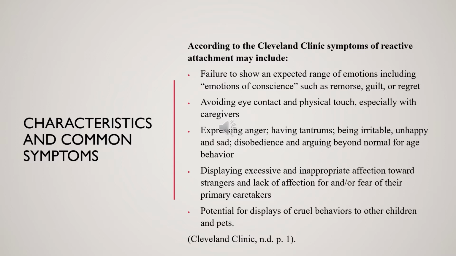The characteristics you're going to see with children with reactive attachment disorder is you're going to see them not having any coping skills, not being able to regulate their emotions. They didn't grow up in places where they were taught these things. They didn't see these things. And so you're going to see excessive reactions, like big temper tantrums and inappropriate affection towards teachers or strangers, but none towards the parents. Failure to show emotions of conscience. There's potential for displays of cruel behavior to other children and pets.